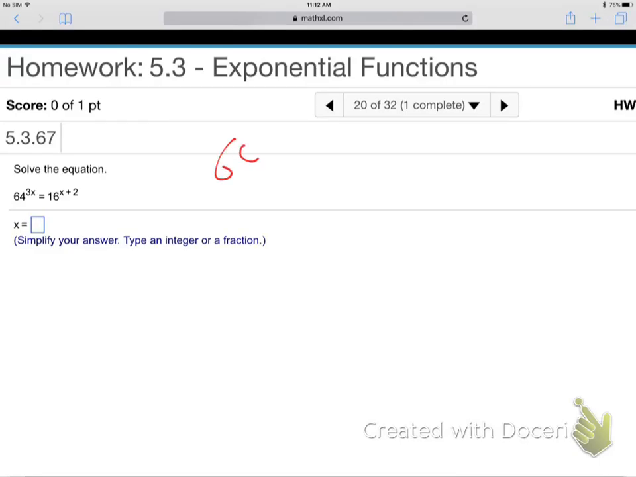Okay, so 64 to the 3x is 16 to the x plus 2. So try that one. You know the steps. Base is the same. So make those two bases the same. Set the powers equal.